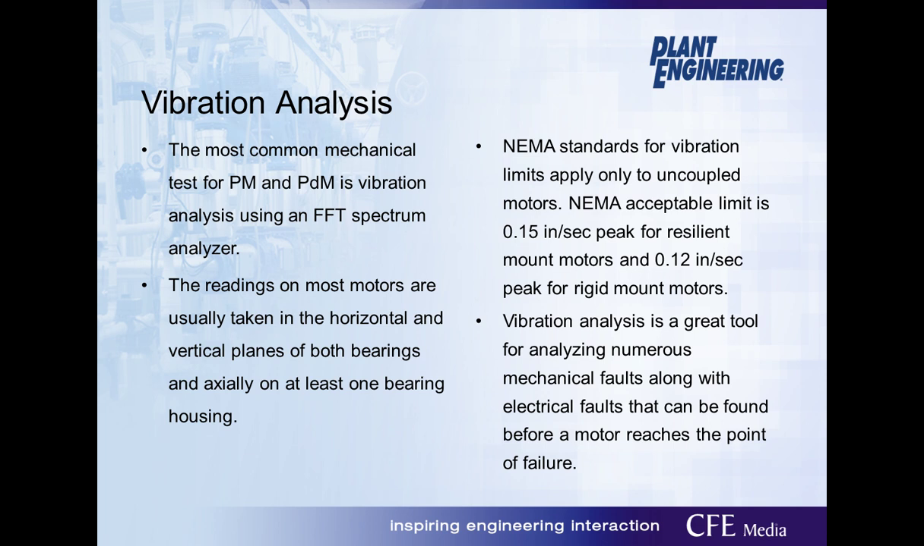There are standards that apply to the acceptable limits of vibration, but make note that the standards such as NEMA state that acceptable limits apply only to uncoupled motors. NEMA acceptable limit is 0.15 inches per second peak for resilient mount motors and 0.12 inches per second peak for rigid mount motors. To help clarify, the limit is higher for resilient mount motors due to the movement that is allowed by the rubber or other type of isolator used during mounting. This is normally seen in smaller motors, such as on a fan or blower application.